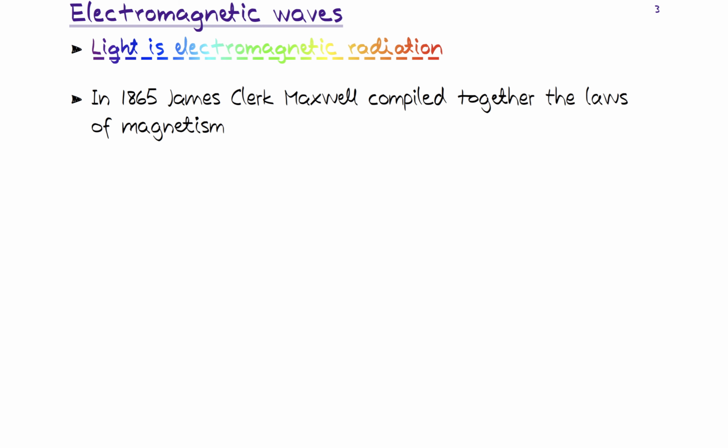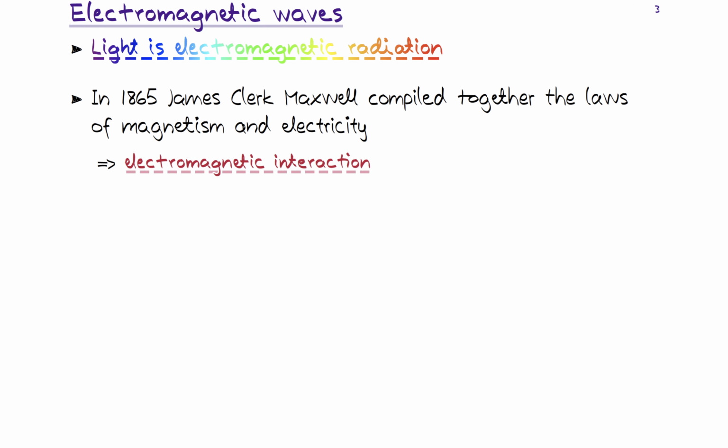So, Maxwell did not come up with all the equations. Basically, what he mostly did was compile together the already existing laws governing magnetism and electricity. And this gave rise to the possibility of actually having electromagnetic interaction. Before Maxwell, it was not yet clear that electric and magnetic effects were actually related to each other.